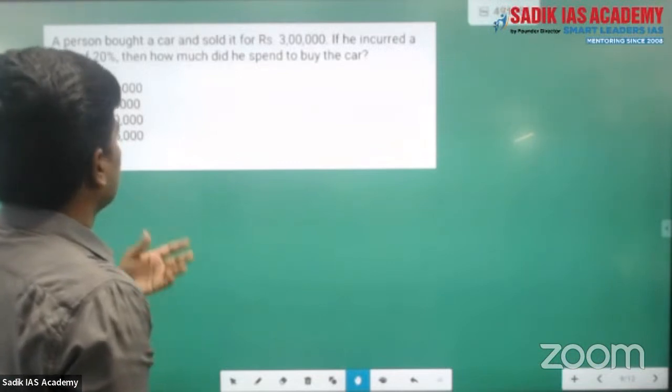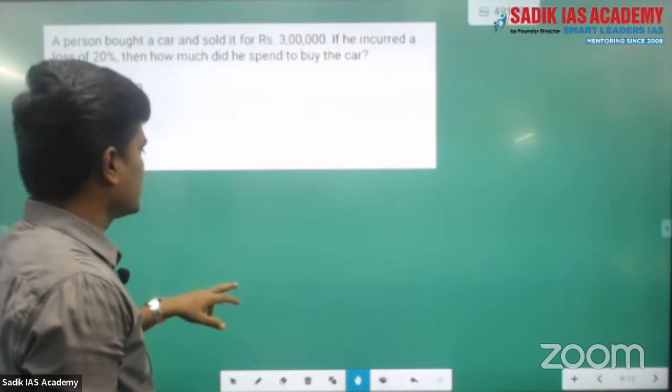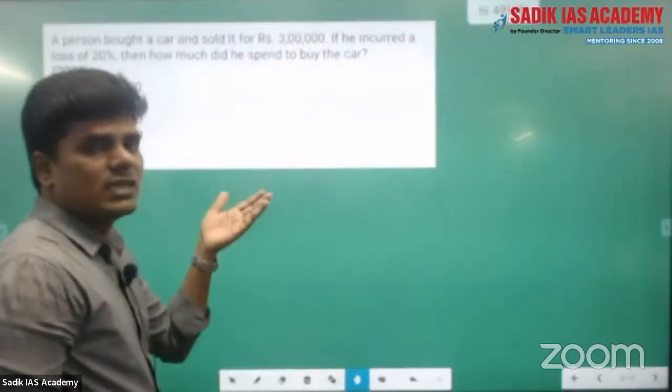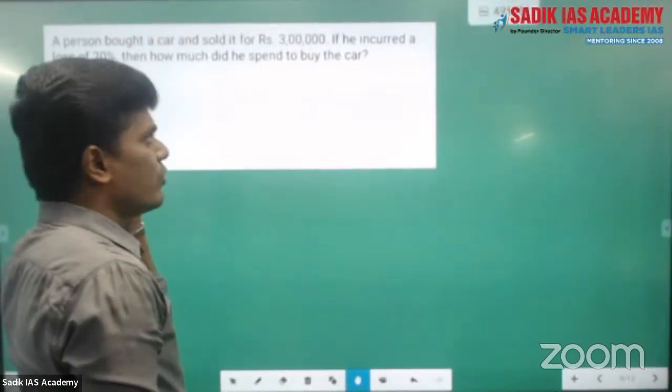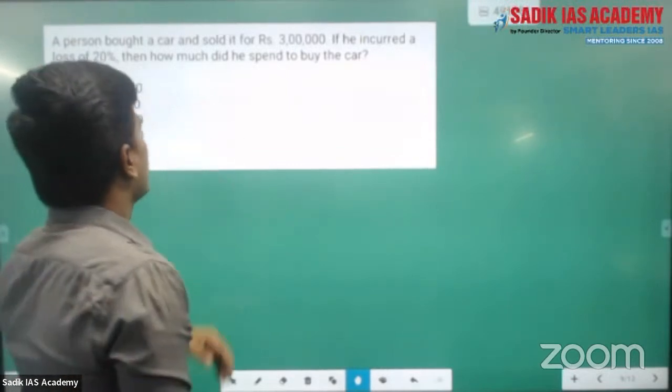Okay, this is also the same kind of method only. Let us solve this question and then check whether this is falling under the category we have discussed, or the four methods we have discussed.